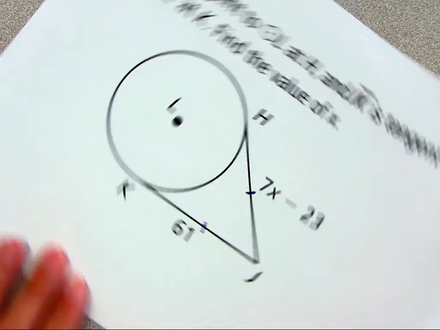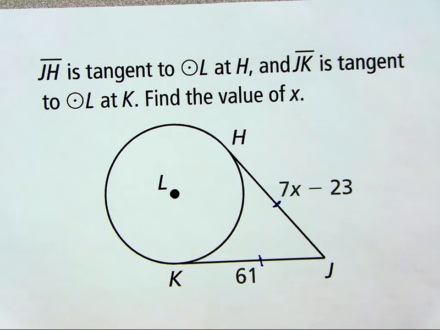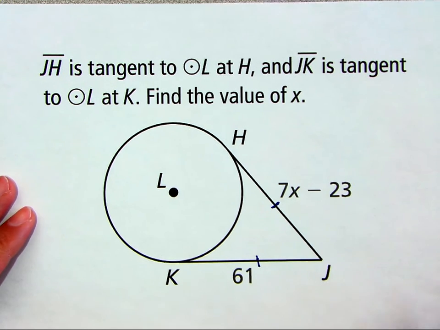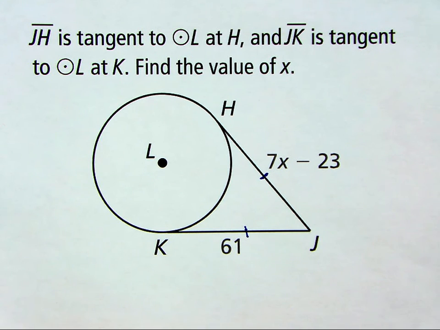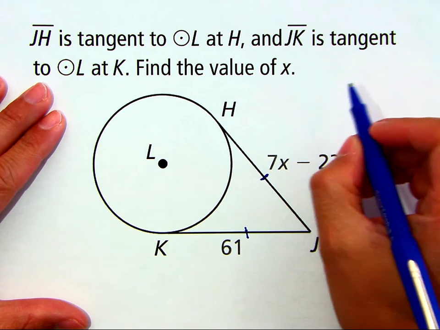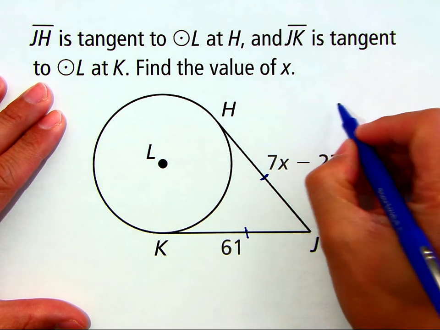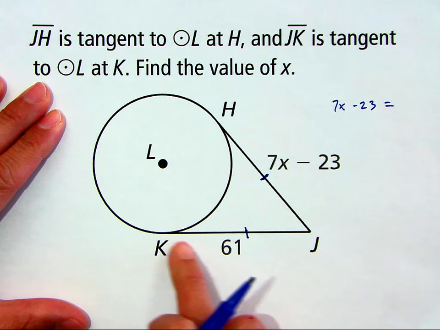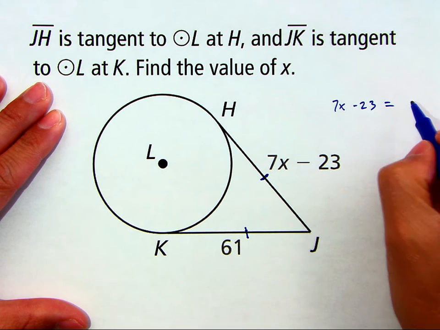And now that we've determined that they're congruent, that means that these expressions should be equal. That allows us to set up an equation, and then we'll just use some simple algebra to solve that equation. So the length of the first segment, which is 7x minus 23, should be equal in length to the other segment, 61.